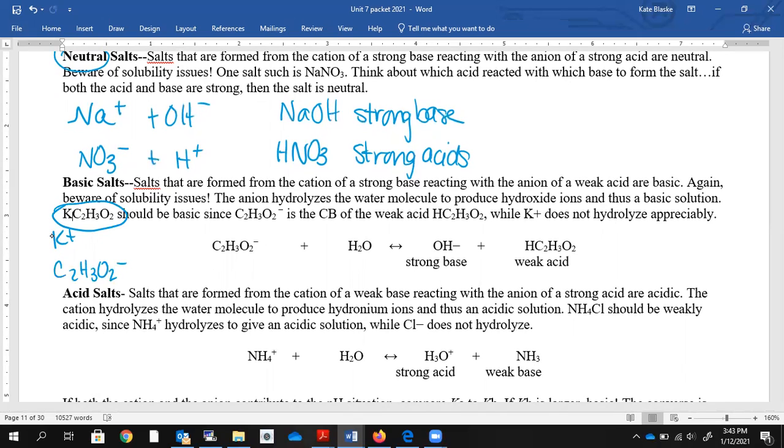Again, if I think about this the same way as I thought about my sodium nitrate above, potassium would not be able to have a proton on it. It would have to come from the hydroxide. Potassium hydroxide is a strong base. So that is not going to be able to accept any of those hydroxides to be able to change the pH. But acetate, if acetate has a proton around, acetic acid, that's a weak acid.